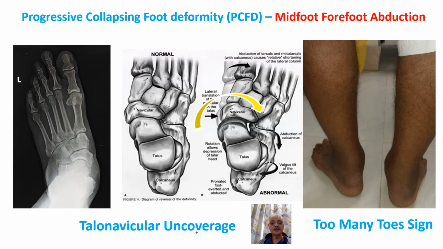As the flatfoot deformity progresses, midfoot and forefoot abduction appears, which is due to uncoverage of the talonavicular joint, which subsequently is due to incompetence of the spring ligament. This deformity can be appreciated from behind by the too many toes sign. If you see on the right side only one or two toes are visible, but on the left side four toes are visible. So this reflects the forefoot midfoot abduction deformity.